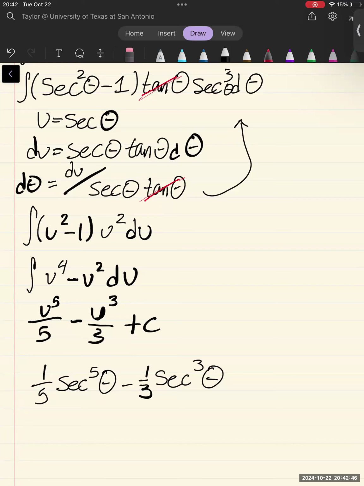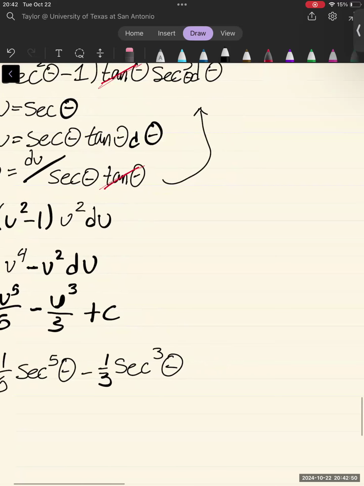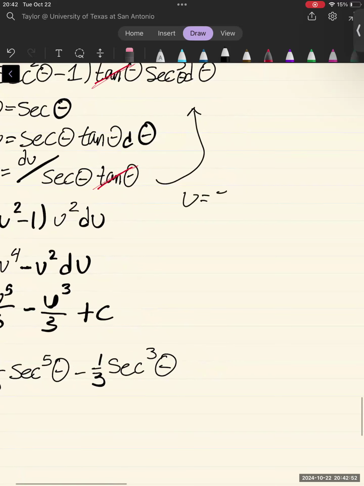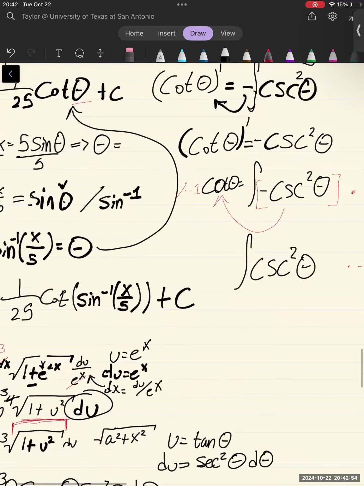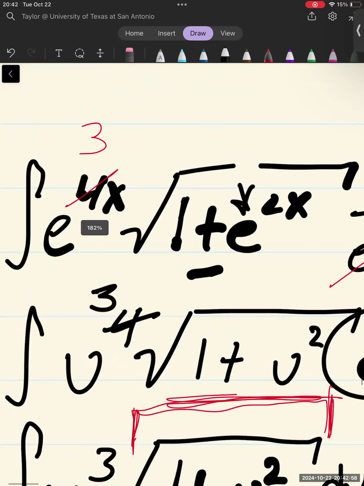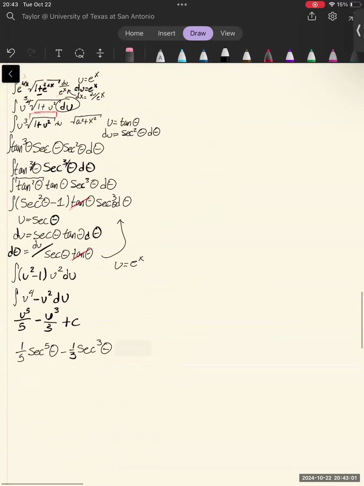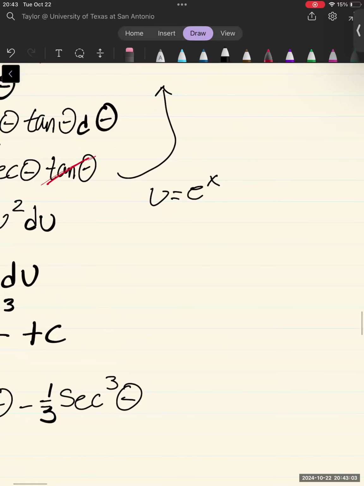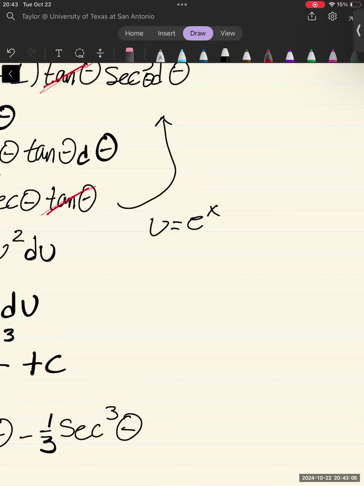So if we remember from the beginning, we substituted in u as e to the x, right? If you remember, this is our original problem right here. So I substituted in u as e to the x, and I also substituted in u as tangent theta. I'm going to take advantage of this, and I'm going to make myself a little triangle.